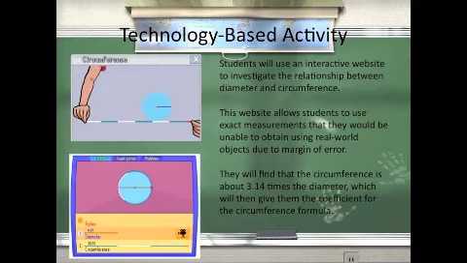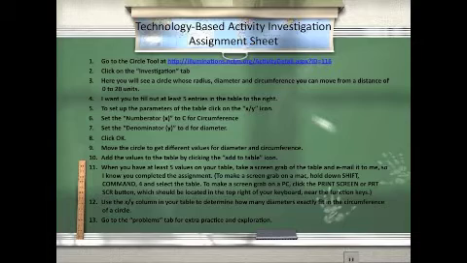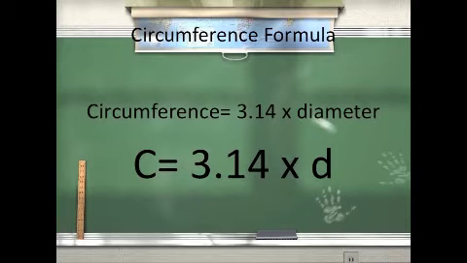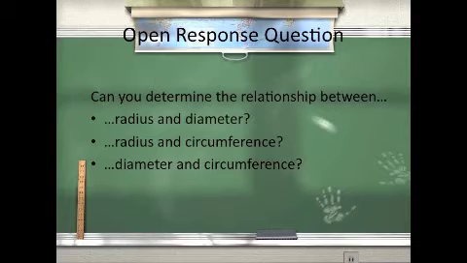The website allows students to use exact measurements that they would be unable to obtain using real-world objects due to margin of error. I will ask the students to choose at least 5 different web-based diameters from the website tutorial and input them into the table. Then they will be asked to take a screen grab so that I might have proof of their work. They will find that the circumference is about 3.14 times the diameter, which will then give them the coefficient for the circumference formula. The students will be expected to complete the technology-enhanced activity by Wednesday at 11:59 p.m.